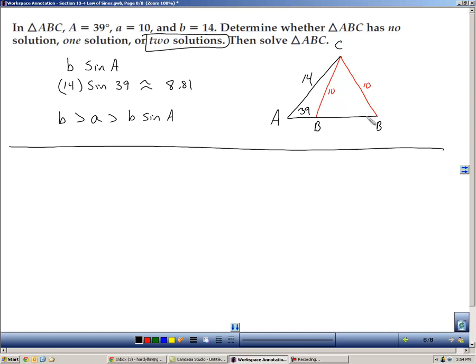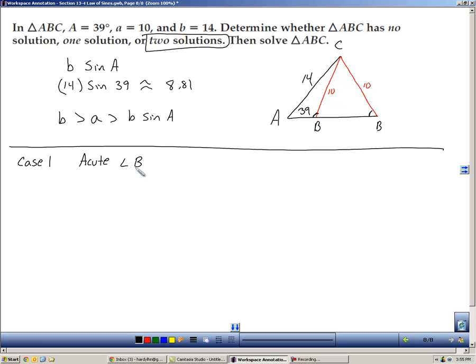So here I've tried to draw the two triangles. There's one triangle where the angle B is here, and it's going to be an obtuse angle right here, and this side will be 10. Or there's the other triangle where angle B is here, and it's going to be an acute angle. And again, side A is still 10, and side B is still 14. But there's two possible triangles we have to look at, and we're going to have to solve both of them.